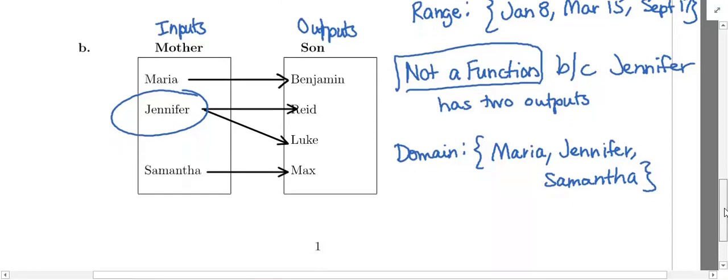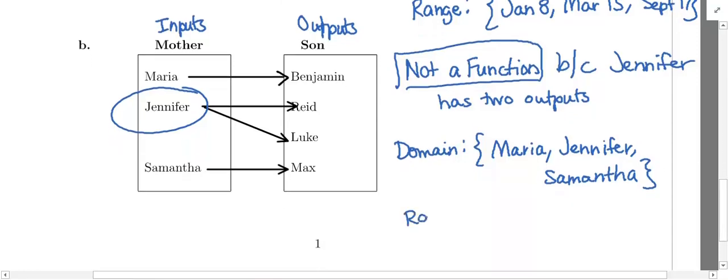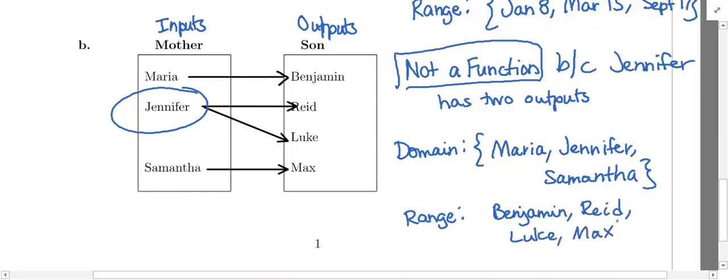All right, lastly, we need to do the range here. That's going to be the list of all the sons. They are the outputs. So we're going to make a list of all the sons' names. So Benjamin, Reed, Luke, Max, separate with commas, and then enclose with curly braces. Okay, and that's it for this particular example.